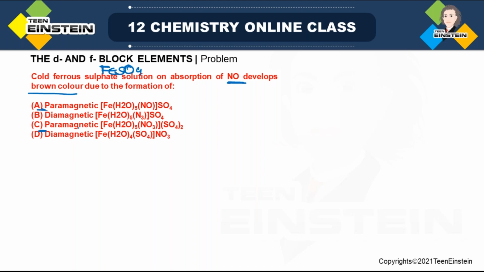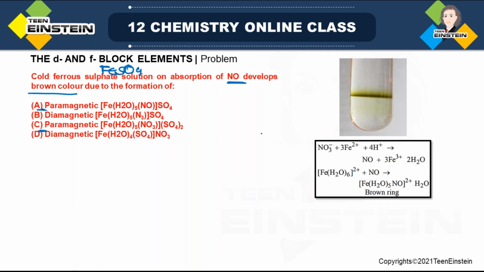Okay. So this brown color formation, when you are adding NO to Fe2+, what is actually happening here? Here this type of brown ring. So this test is also known as the brown ring test, and this test is mainly done for the identification of nitrate ion, NO3 minus. So suppose if you have any sample where you want to detect whether nitrate ion is present or not, then you can do this test. This is called the nitrate test or brown ring test.